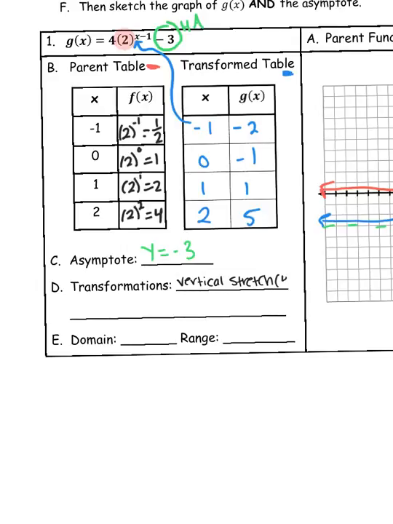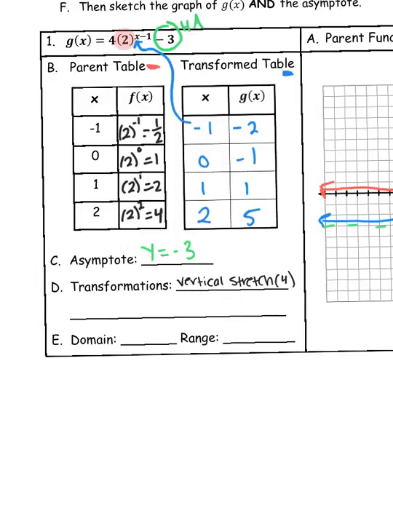And that's because of the 4 in the front. Then I've got the base of 2. The base of 2 is not transforming the function at all. It's just telling me what the parent function is. So that 2 in parentheses is not doing anything to your graph, okay?